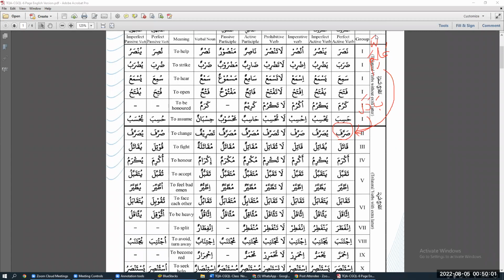Very good. Okay. Now tell me how form 3 is made. Baddala. See this appearance and gaze. There is an alif. Exactly. Between fa and ain kalima there is an alif. So this you have to know. Now tell me how form 4 is made.